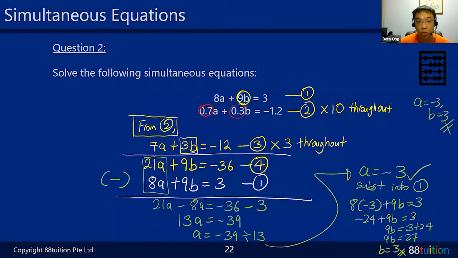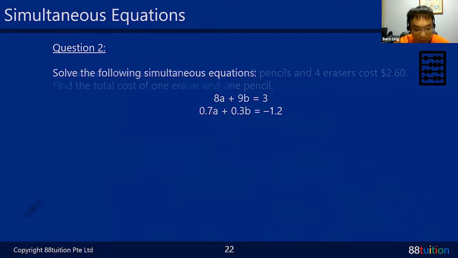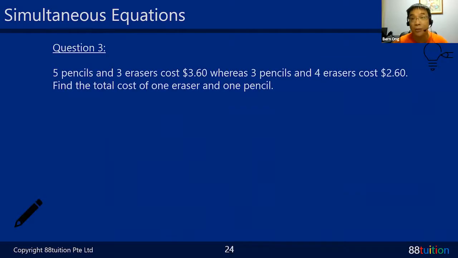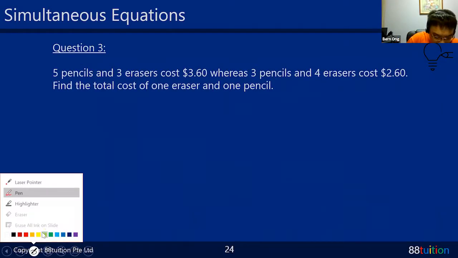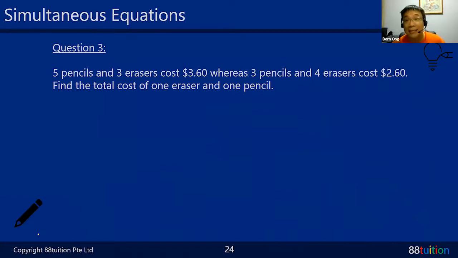Let's go into question 3 together, shall we? All right, 2 more questions only. Question 3 and 1 more question from the student. All right. So question 3 is talking about this one. Seen this before or not? Yeah. All right. In primary 5, we have done this before. They are talking about pencils and erasers.